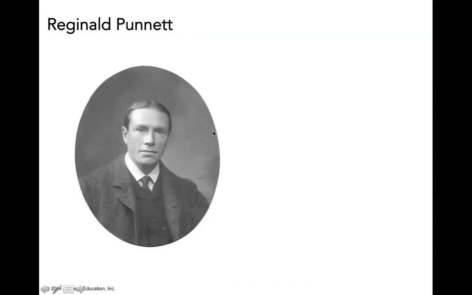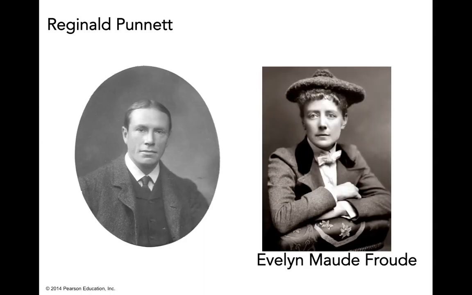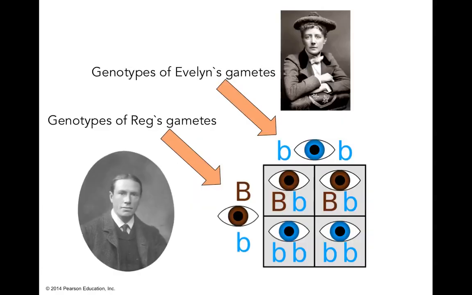So this is Reginald Punnett. He was an early geneticist, active in the late 19th and early 20th centuries. He was married to a woman named Evelyn Maud Froude. And they didn't have any children, but we can imagine that if they did have children, we could make predictions about their children by drawing a Punnett square.